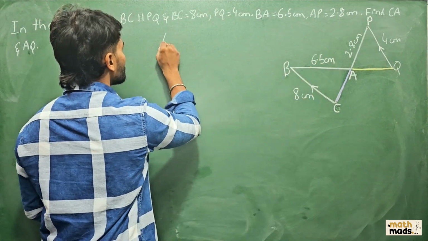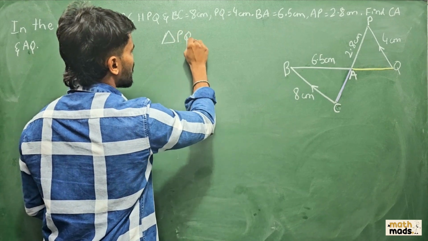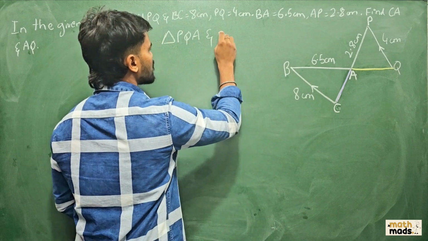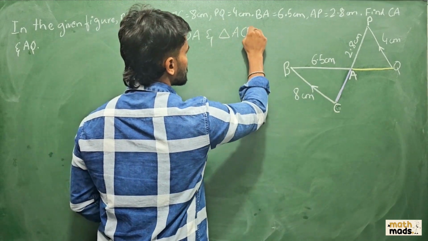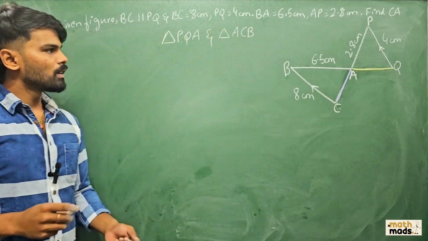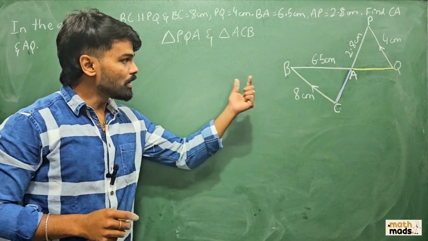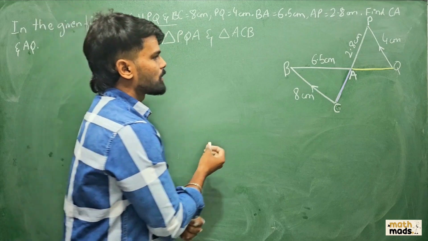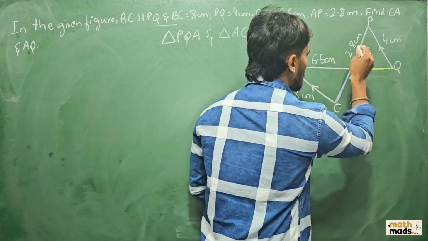So we'll just write it down. Triangle PQA. And which is the other triangle? Triangle ACB. Now, they have given the values, but with the values, they have also given that PQ is parallel to BC. Correct? So we have just written it here. PQ is parallel to BC.